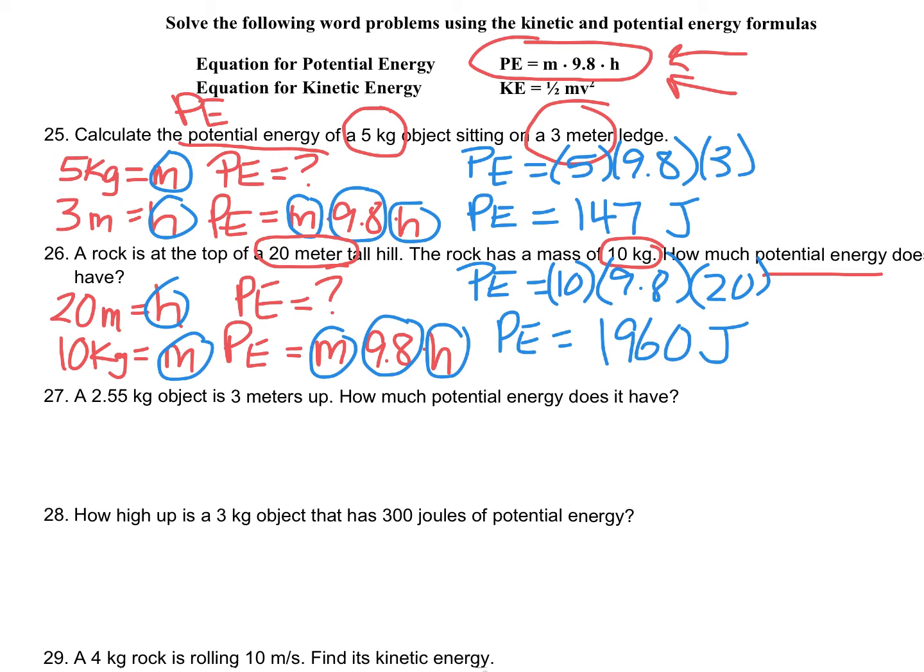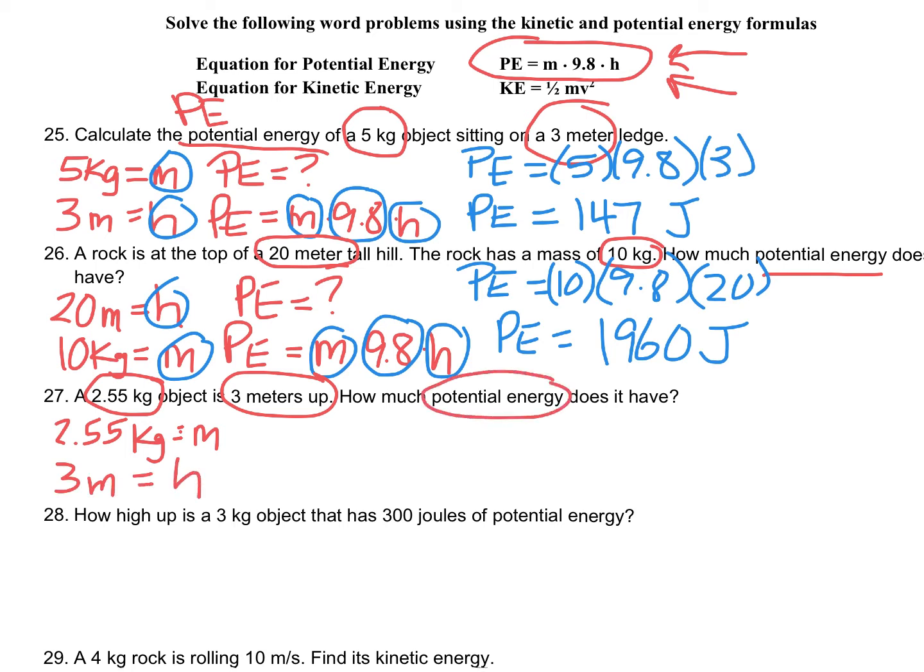Jumping to number 27. It says you have a 2.55 kilogram object. Anything in kilograms we know means that it's the mass. So they gave us the mass. It's 3 meters up in the air. So if it's 3 meters up in the air, that means it's the height they're giving us. And we want to know how much potential energy it has. So our potential energy is what we're looking for.